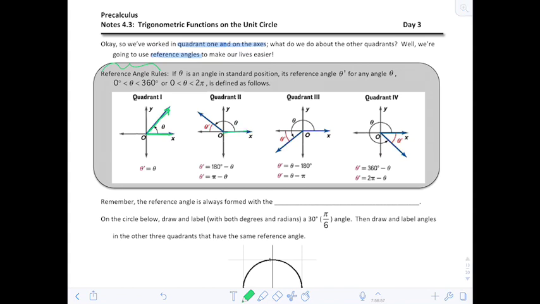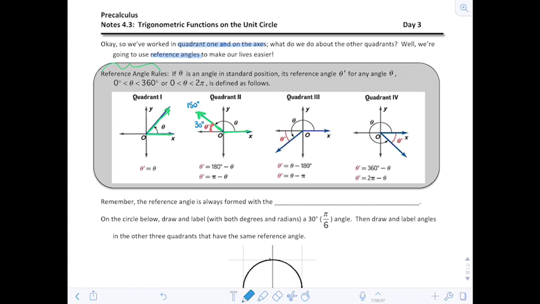But let's say we move into quadrant 2. Now we have a theta value that goes into the second quadrant. Well, if we go into the second quadrant, a reference angle is going to be referred to as the distance from the x-axis to that terminal side. And the way that we would find that is we would take 180 and subtract that theta. So let's just use a number as example. Let's say this was 150 degrees. Well, the reference angle would be 180 minus 150, so that would be a 30-degree reference angle.